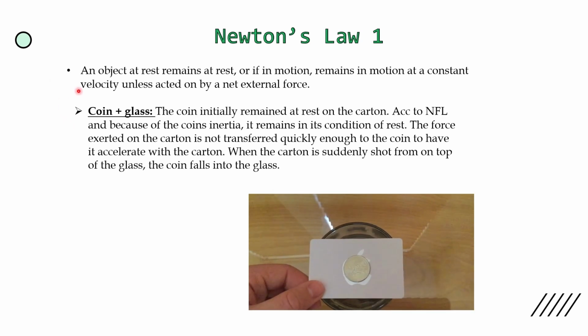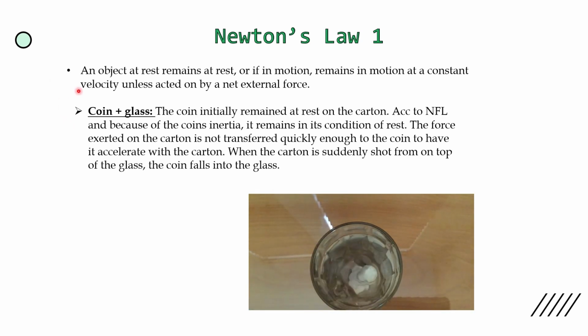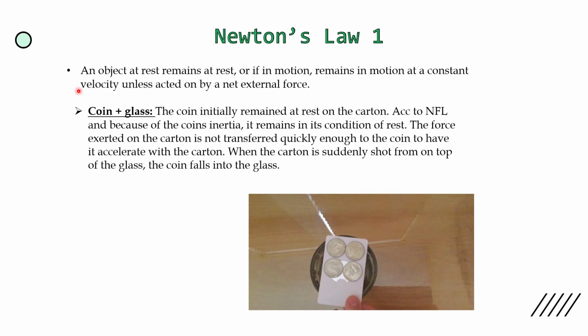This is an example, the coin and the glass. The coin initially remained at rest on the carton. According to Newton's first law, and because of the coin's inertia, it remains in its condition of rest. The force exerted on the carton is not transferred quickly enough to the coin to have it accelerate with the carton. When the carton is suddenly shot from on top of the glass, the coin falls into the glass, like you have seen in the video.